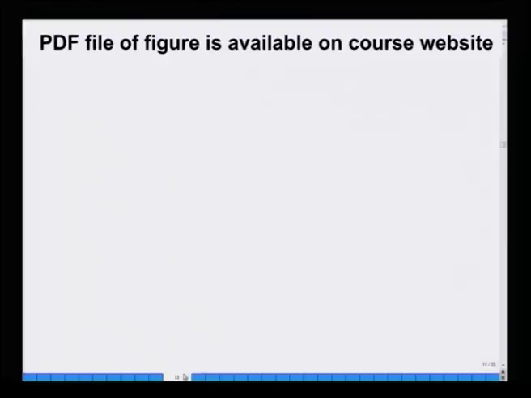So, I want to now draw the schematic of a multi-carrier modulation system that we just described above. So, let me draw the schematic of this. Schematic diagram.